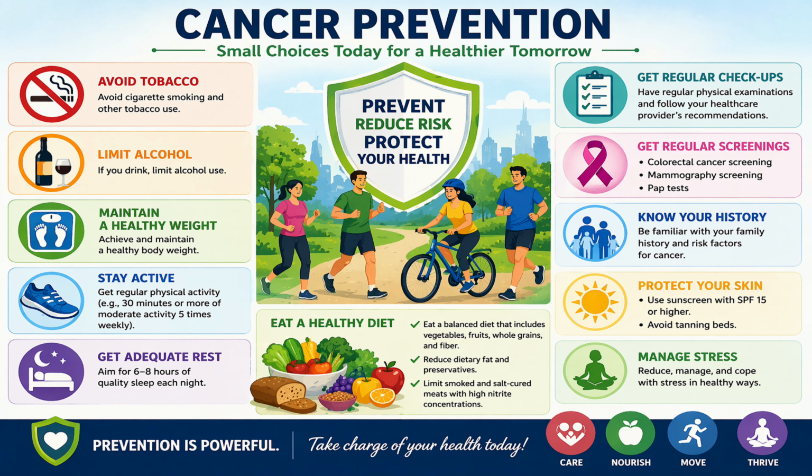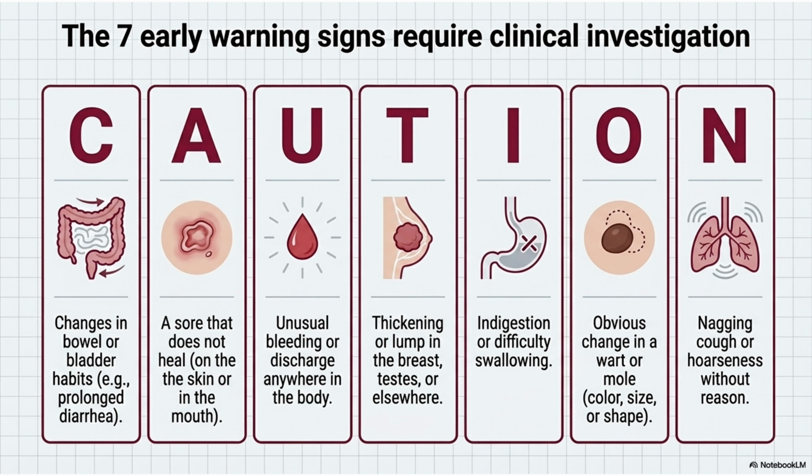Cancer prevention. These are basically ways that people can prevent cancer, right? You have basically avoiding tobacco, limiting alcohol, maintaining a healthy weight, staying active, getting adequate rest, getting regular checkups, getting regular screenings, knowing your history, being familiar with your genetics, protecting your skin from UV rays, and managing stress. So these are all ways of reducing the risk of cancer.